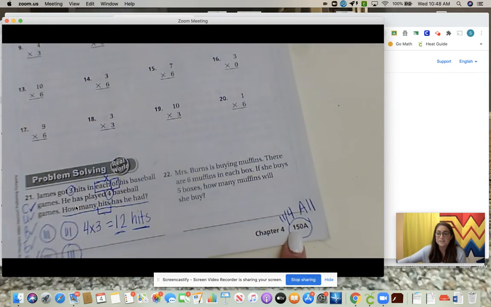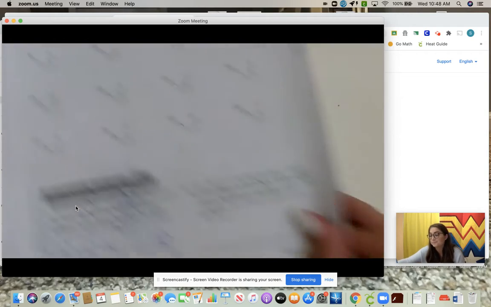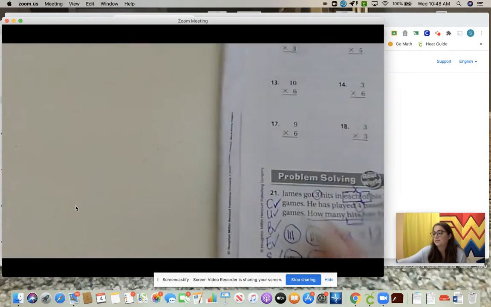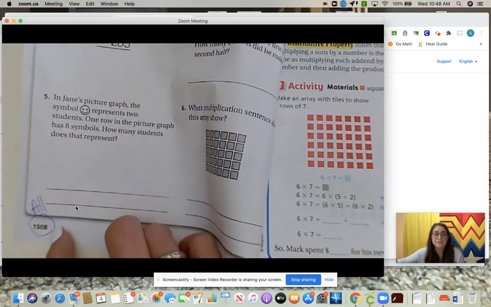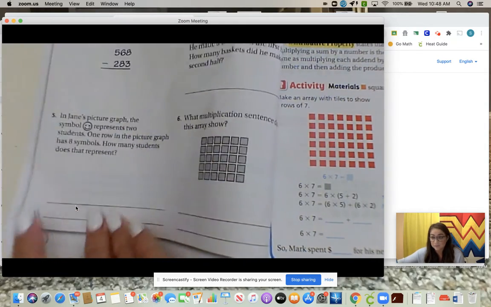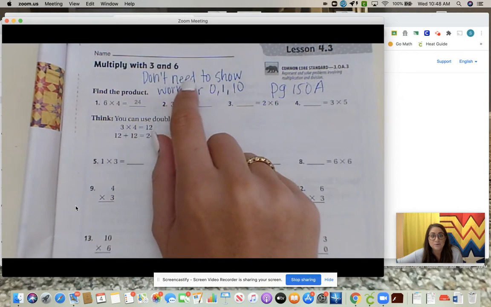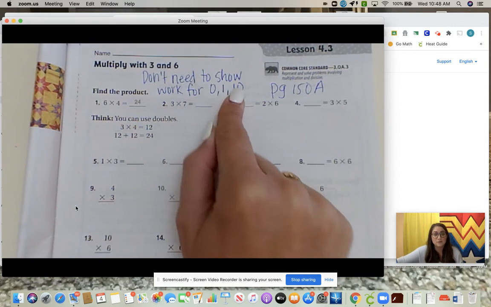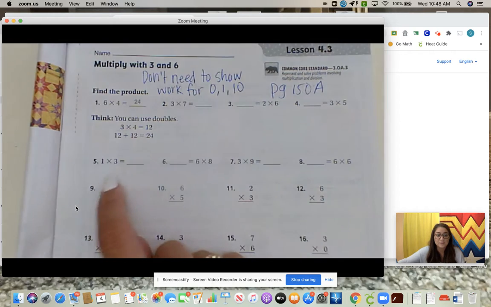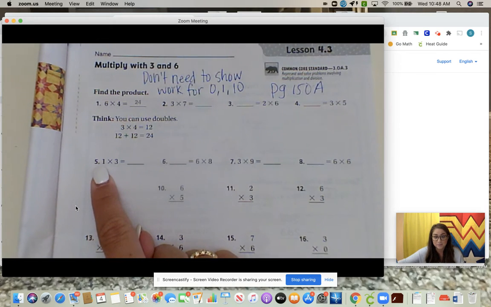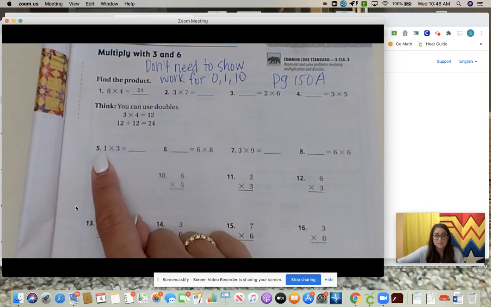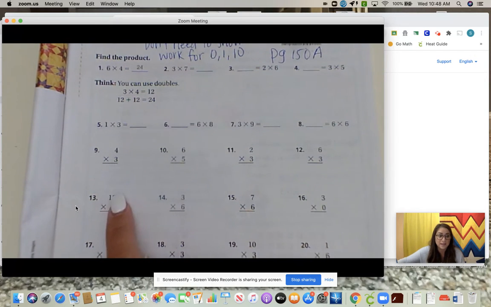So 150A, all of it is homework. 150B, all of it is homework. On the top, if you want to write, don't need to show work for 0, 1, or 10. Right, so there's a 1, so you don't need to show your work. Let's see if we can find a 10. There's a 10, you don't need to show your work. But 3 times 6, you need to show your work. 7 times 6, you need to show your work.